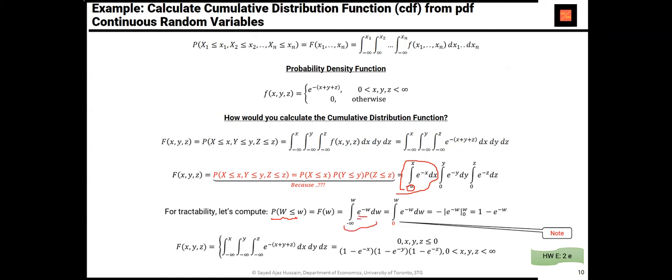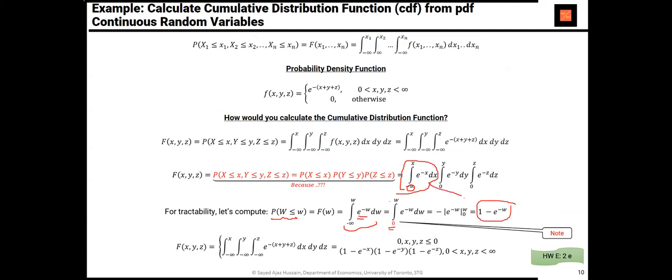Reminding yourself that this e to the power minus something is only valid when the random variable takes values from 0 onwards, the lower bound of the integral would be 0 and the upper bound would be W, right? Because you're trying to find the probability of being less than or equal to some number W, and you would take this integral. And then the answer would be something like this.